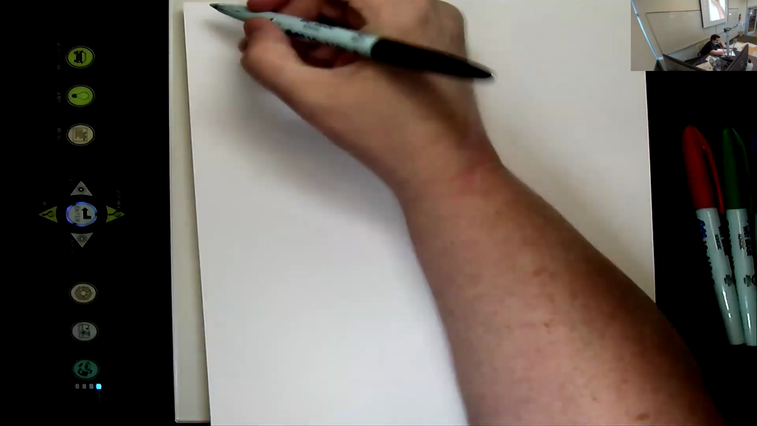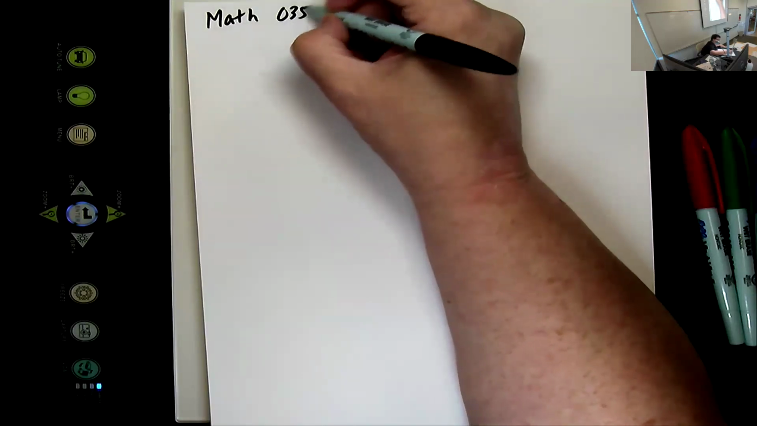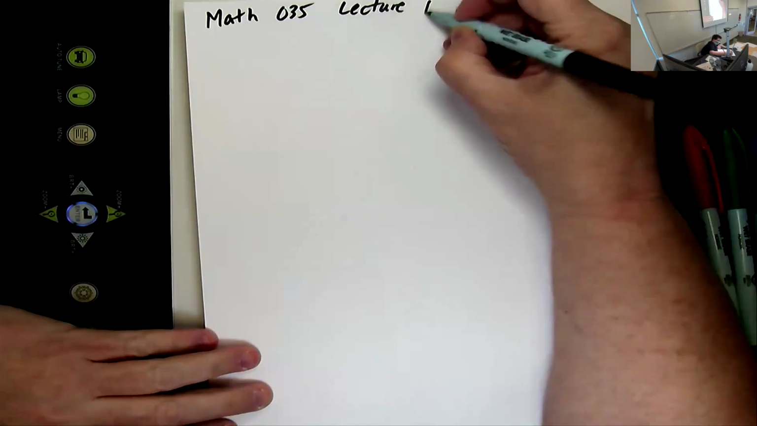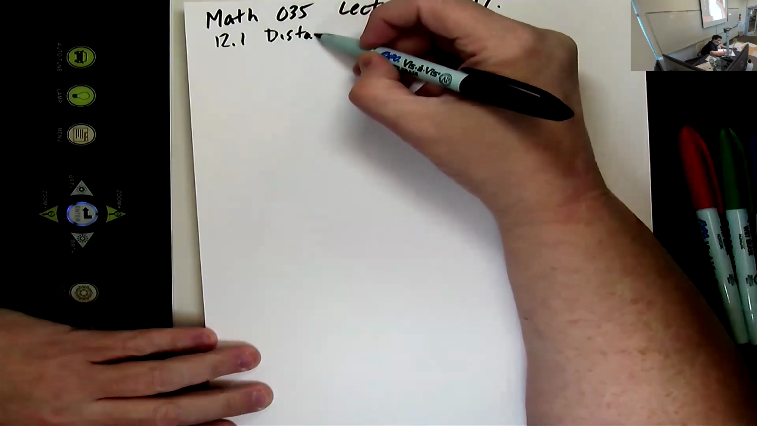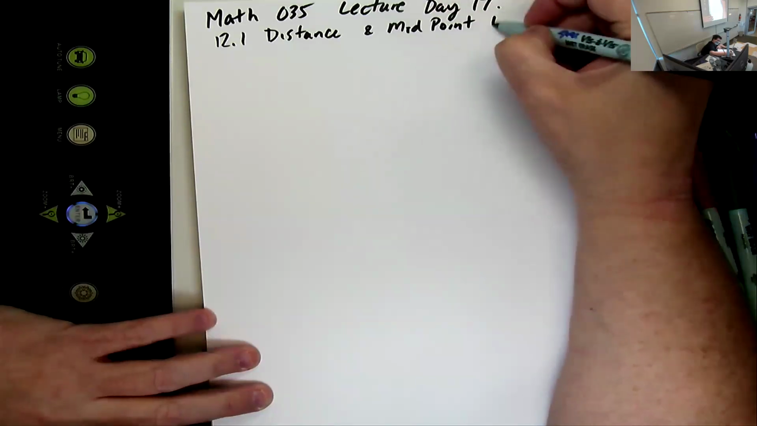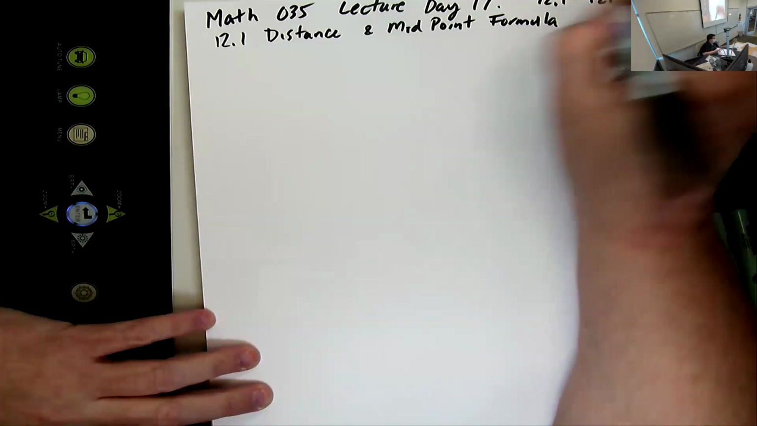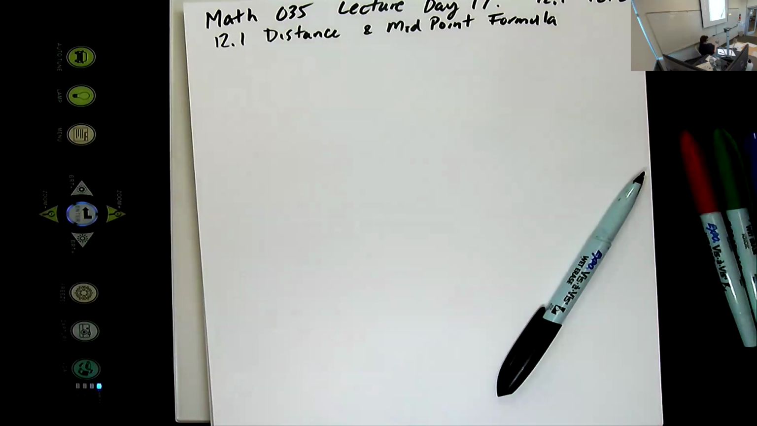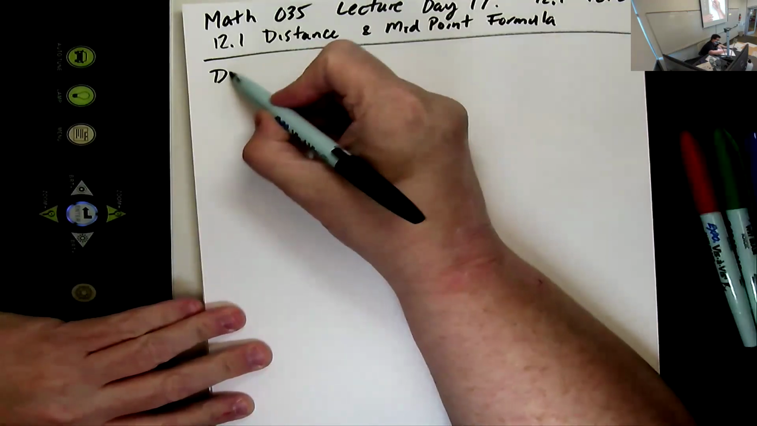All right, so I believe we are doing lecture day 17, and we are hitting 3 sections. 12.1 is on the distance formula and midpoint formula. We'll start there. So we're doing 12.1 through 12.3. They're all kind of short, which is nice, because most of the stuff you have done to some extent before. So, distance formula.